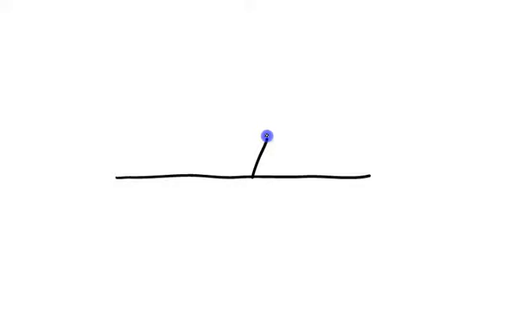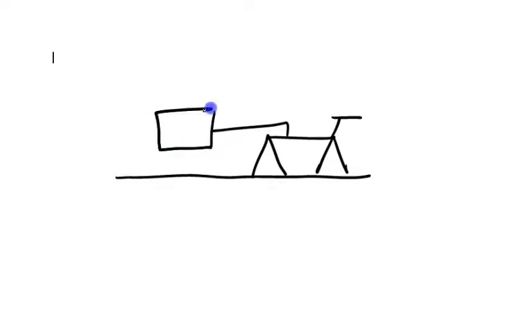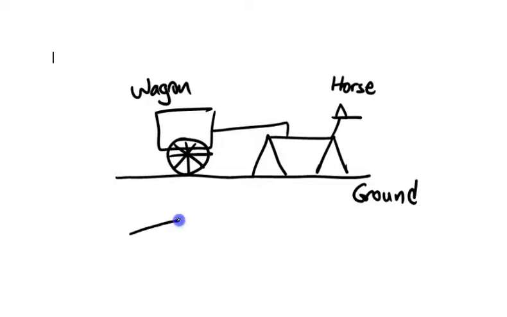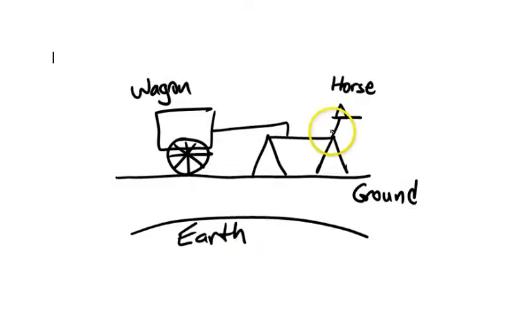In an interaction diagram, I start by making a sketch of a system. In this case, I'll have a horse pulling some sort of a wagon. And I've labeled a few of the things that are involved: our horse, our wagon, the ground, and the earth. So it's important we start with a sketch of our system.